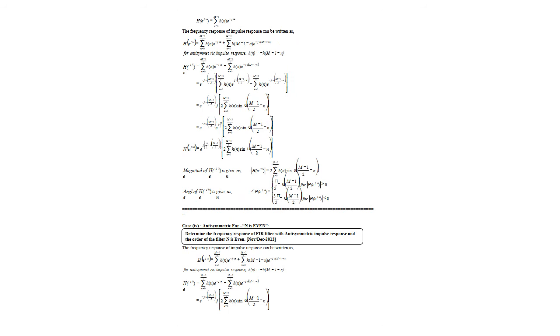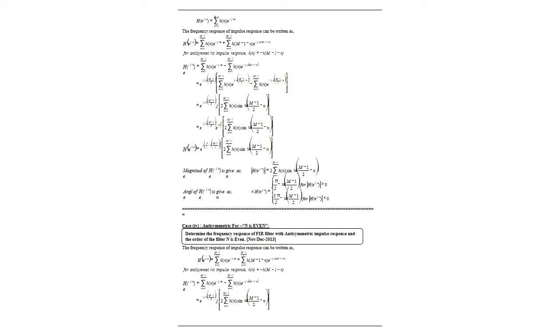Okay, so likewise case 3 is antisymmetric for M odd. So we have to determine the frequency response of a FIR filter with antisymmetric impulse response, where the order of the filter M is odd. So for this response we have the sequence h((M-1)/2) = 0. So H(e^jω) = Σ_{n=0}^{M-1} h(n) e^(-jωn).